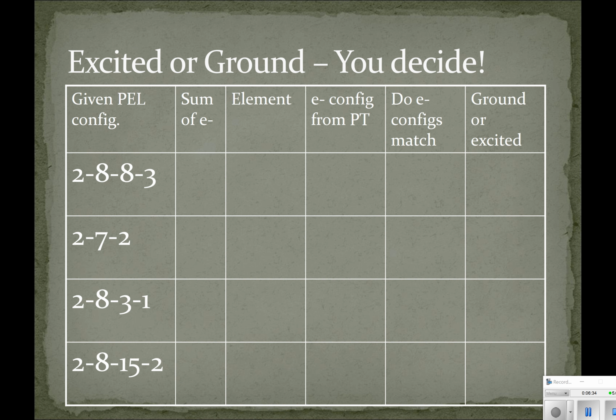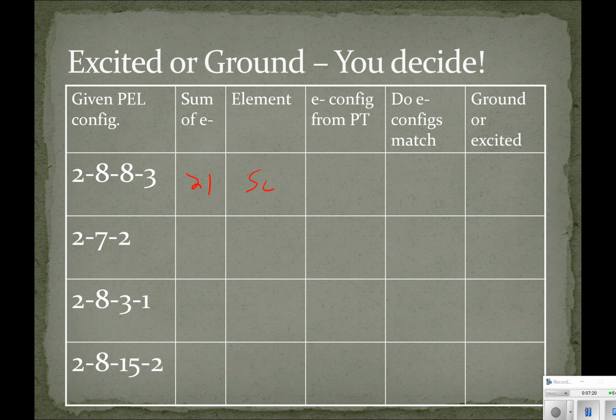Now we can take a given principal energy level configuration and determine some information from it. We can determine what type of element we have. We can determine if the atom is in an excited or ground state configuration. For example, if we're given this configuration of 2, 8, 8, 3, we can first tally these up to get a total of 21 for the first example here. And then we can use that to try and figure out what element we actually have. So if we have 21 electrons, that means we should have 21 protons. So an element with atomic number 21 would be scandium.